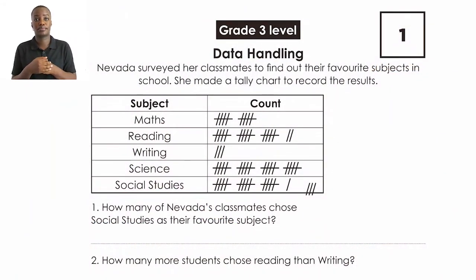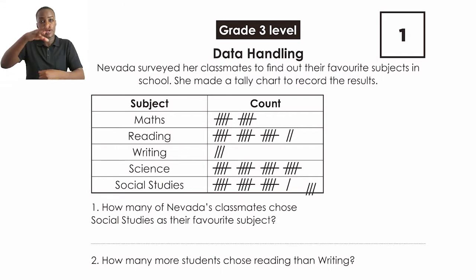Our exercise is showing us that for maths, we have 2 bundles, and that will add up to 10. Reading has 3 bundles and 2 people standing by themselves. So if we add those up, including those 2 sticks, that will become 17. You can see that it is the same thing going down from writing to science to social studies.